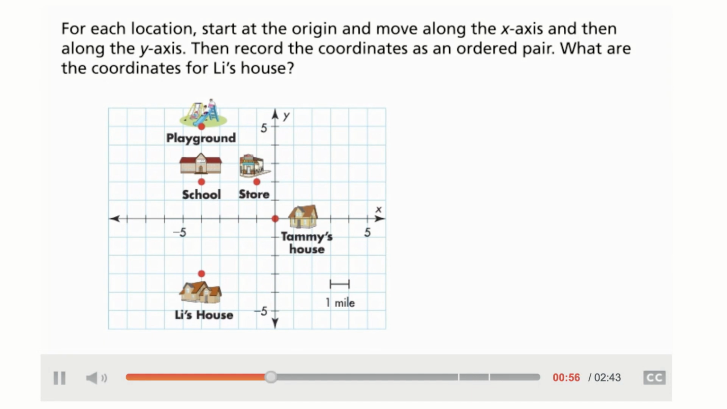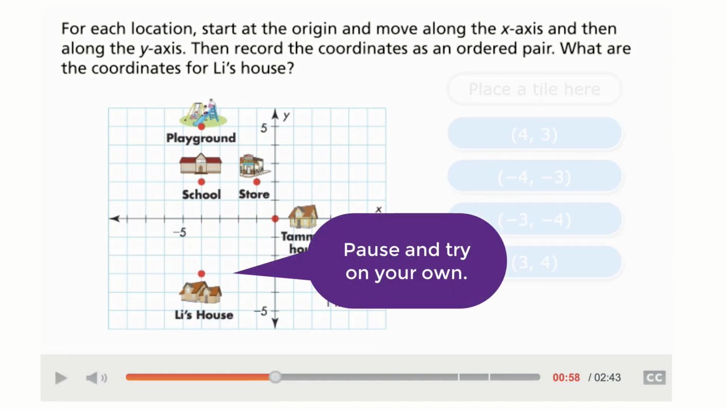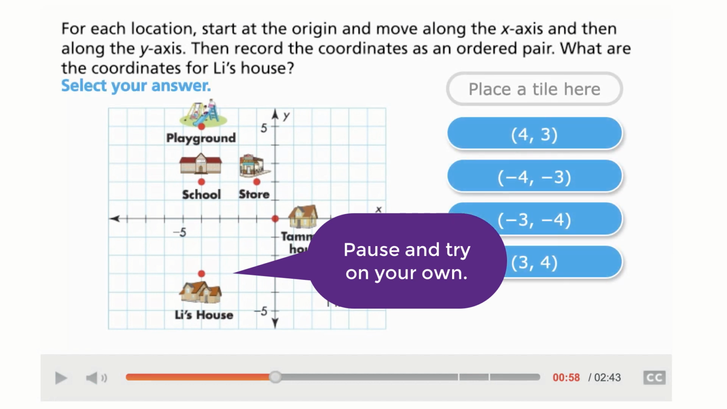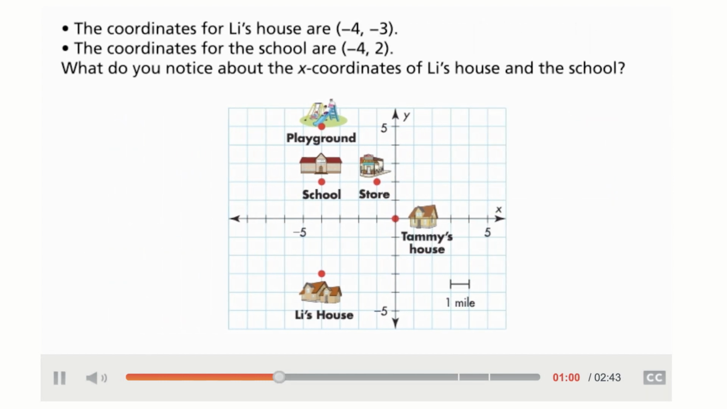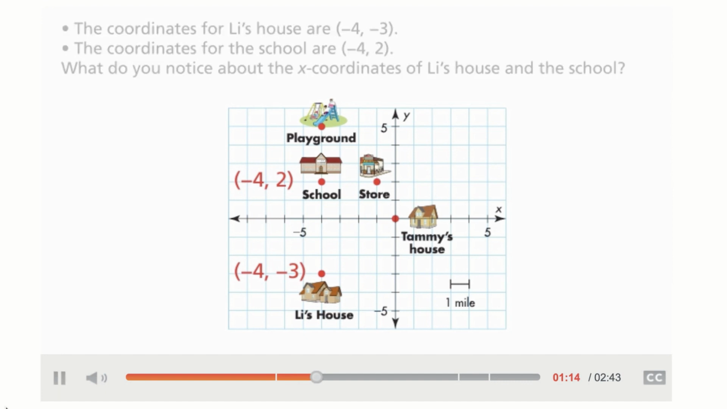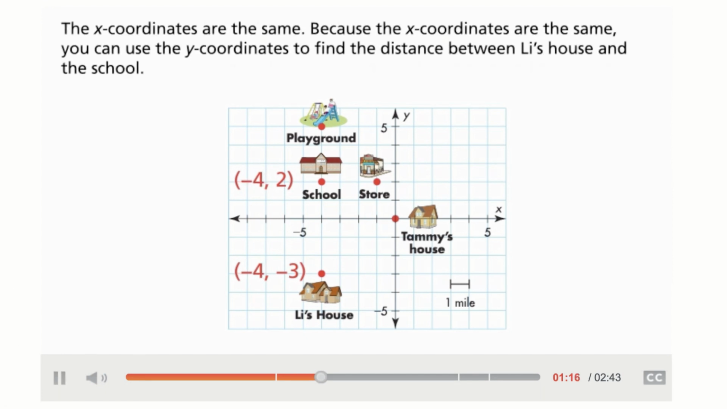What are the coordinates for Lee's house? Select your answer. The coordinates for Lee's house are -4, -3. The coordinates for the school are -4, 2. What do you notice about the x-coordinates of Lee's house and the school? The x-coordinates are the same.